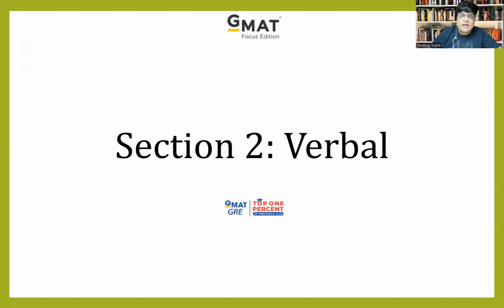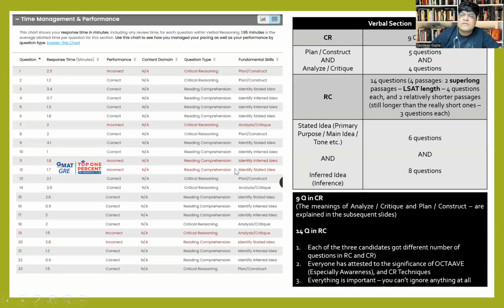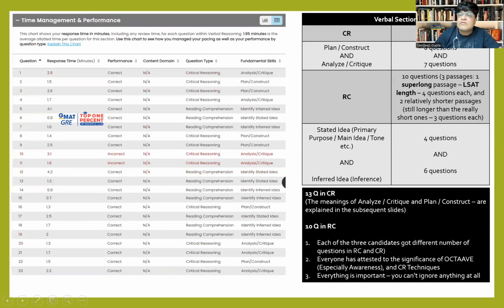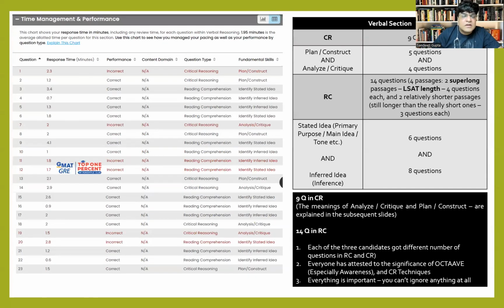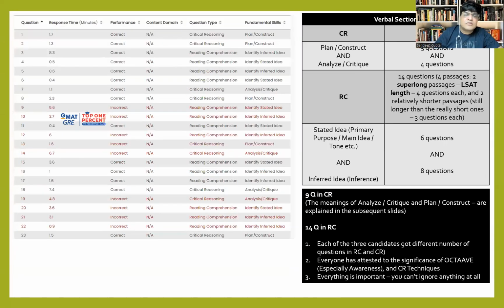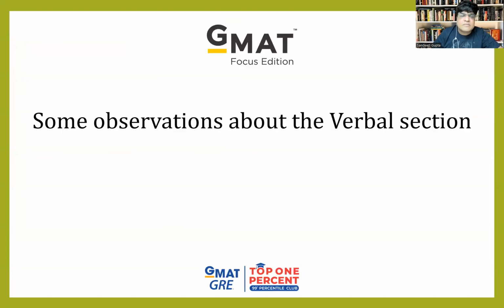Then something else. In verbal, what is happening? Let's see. So you have 2 types of questions, critical reasoning and reading comprehension. One person got 9 questions of CR and 14 questions of RC. And one person got 13 questions of CR and 10 questions of RC. So we do not know which will be higher, CR or RC. For now, this is enough. This entire report I can share with you. This is from students who've written the exam recently.